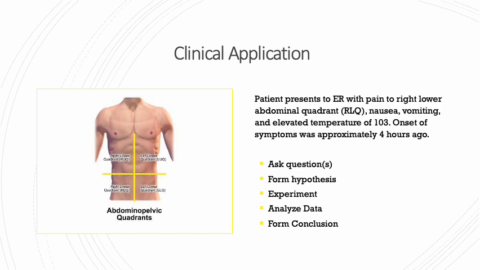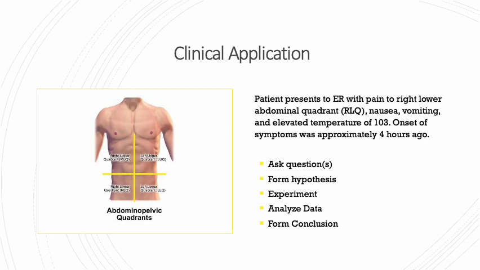Remember, the hypothesis is an educated prediction. I'm not just bouncing thoughts off the walls and saying, oh, they probably broke their leg. No, I'm using my knowledge and my education to determine what I think is wrong with them. So in my head, I'm thinking right lower quadrant. Okay, this could be the appendix. This could be the colon. This could be a hernia.